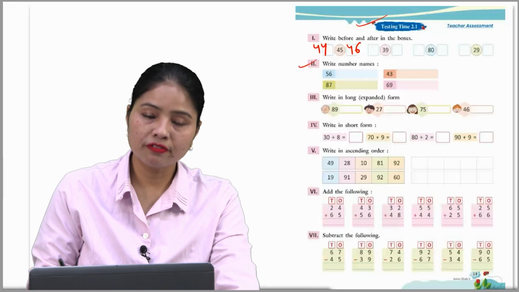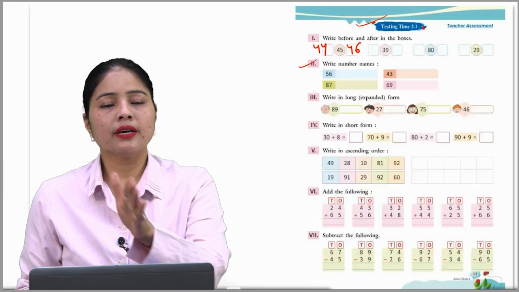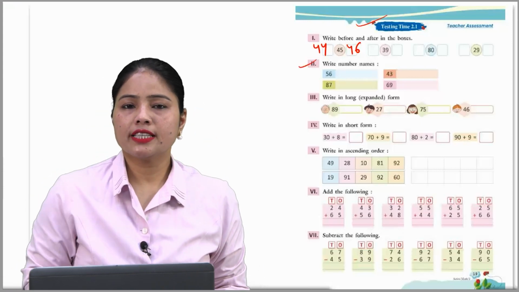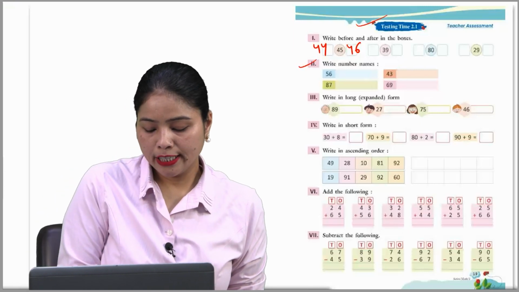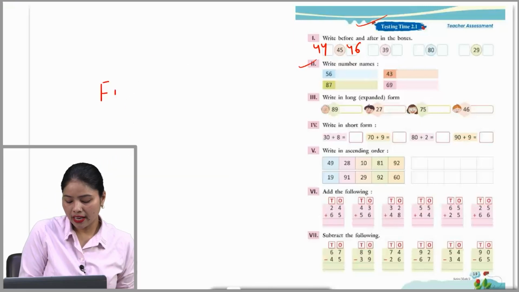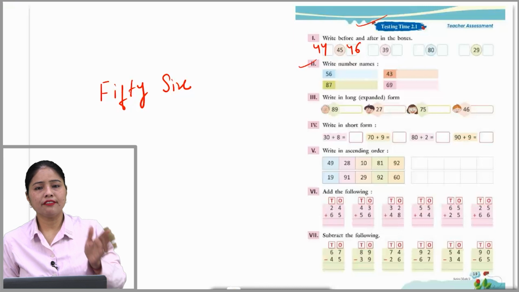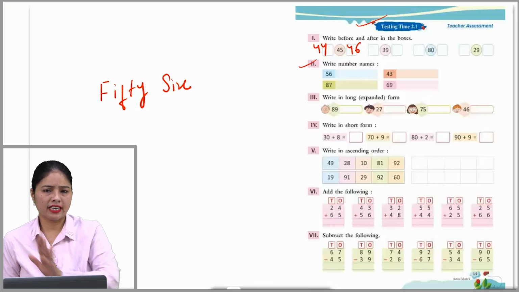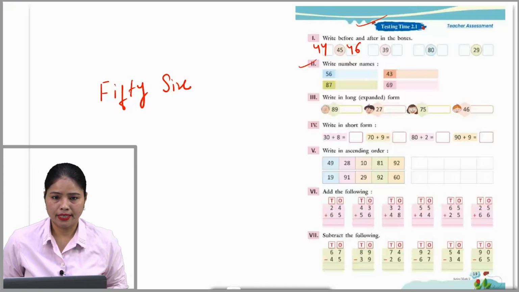Now move on to the next one, which is write number names. First one given is 56. Then the spelling of 56 is F-I-F-T-Y, S-I-X, 56. Okay. Similarly 43, 87 and 69. You have to write the number names.